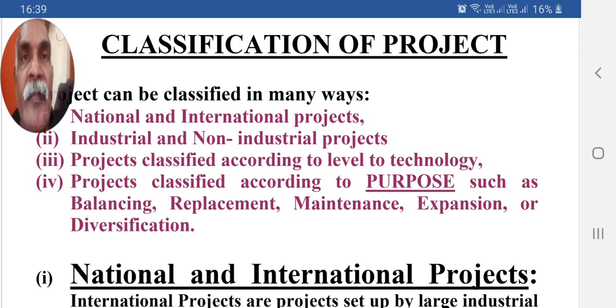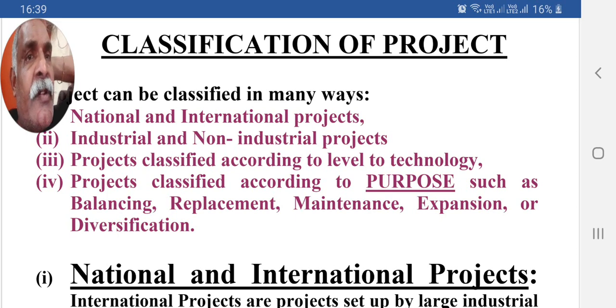Today we will learn about the project's classification, that is taxonomy of project, types of project. We may classify the project in different ways.